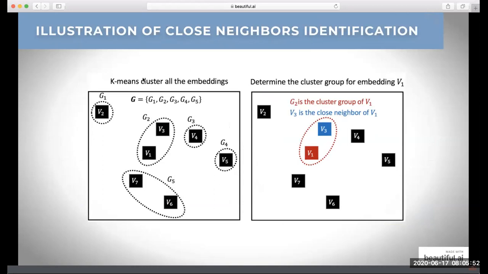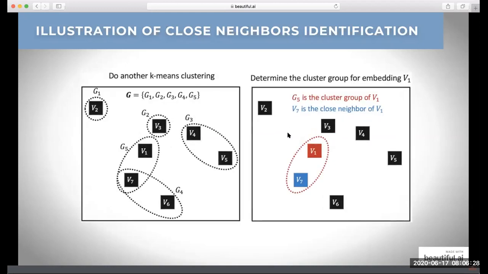Let's look at the embedding space that I've already shown you. Now we can k-means cluster all the embeddings. You see that the embeddings are now grouped into 5 groups, G1 to G5. Once we have that, for example, for the embedding V1, its close neighbor will be V3, which is in the same group, G2. So far we have determined that group for V1.